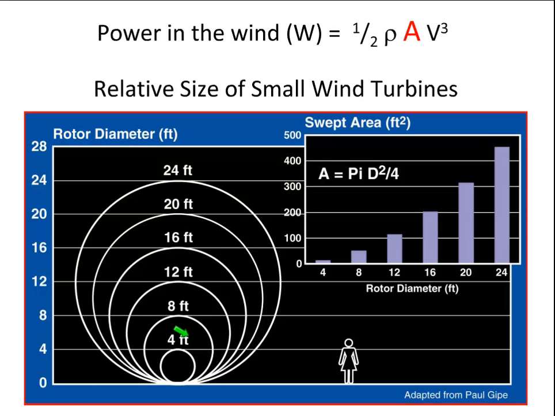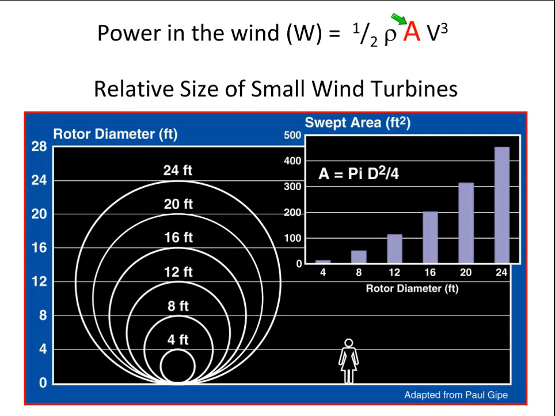So we have to think about, on a turbine, what can we affect? How do we affect how much power there is? Well, we can't affect the air density, things like that. But what we can affect is things like the swept area. In this case, we can affect the swept area by having a bigger turbine.